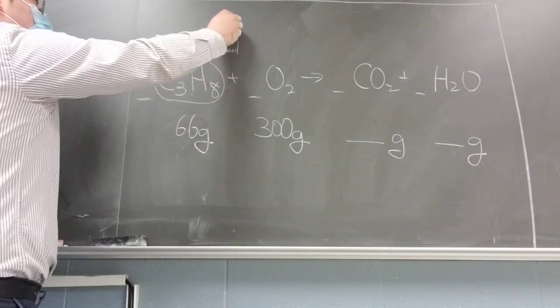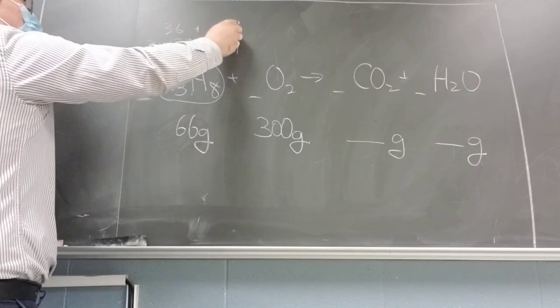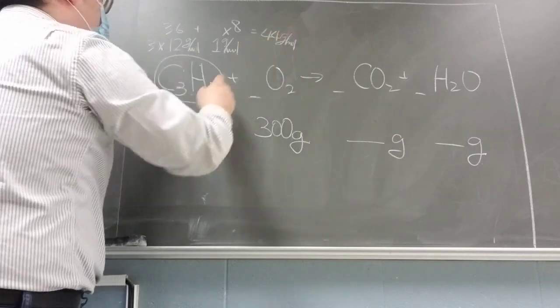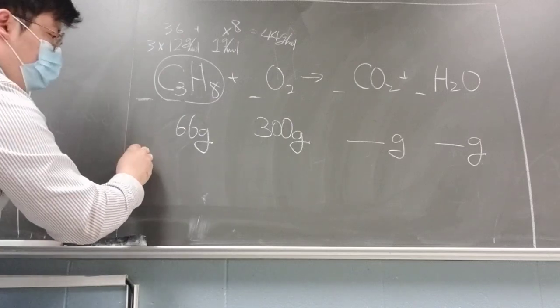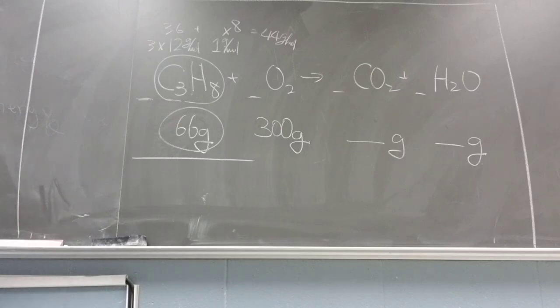You have 8 hydrogens. So this will be 36 plus 8, so it will be 44. This means if you have 1 mole of propane, that will weigh about 44 grams. That's what it means. So you have actual mass, you have 66 grams of propane.